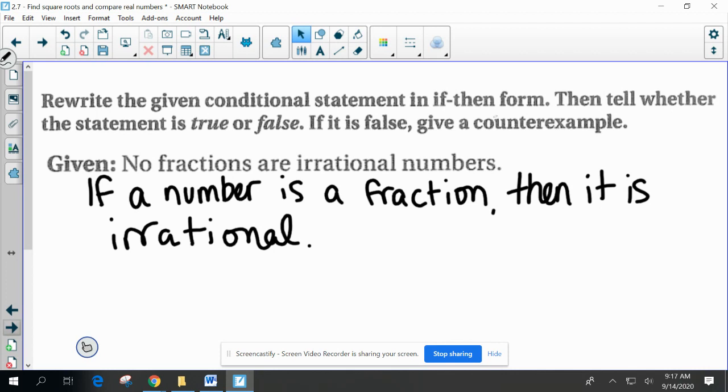False. What would be an example of a fraction that's rational? Remember, it has to be terminating or repeating. 1/3, 1/2, right? So any of those would be examples of a fraction that is not irrational to prove this wrong. Okay, so we have a few more of these to do.